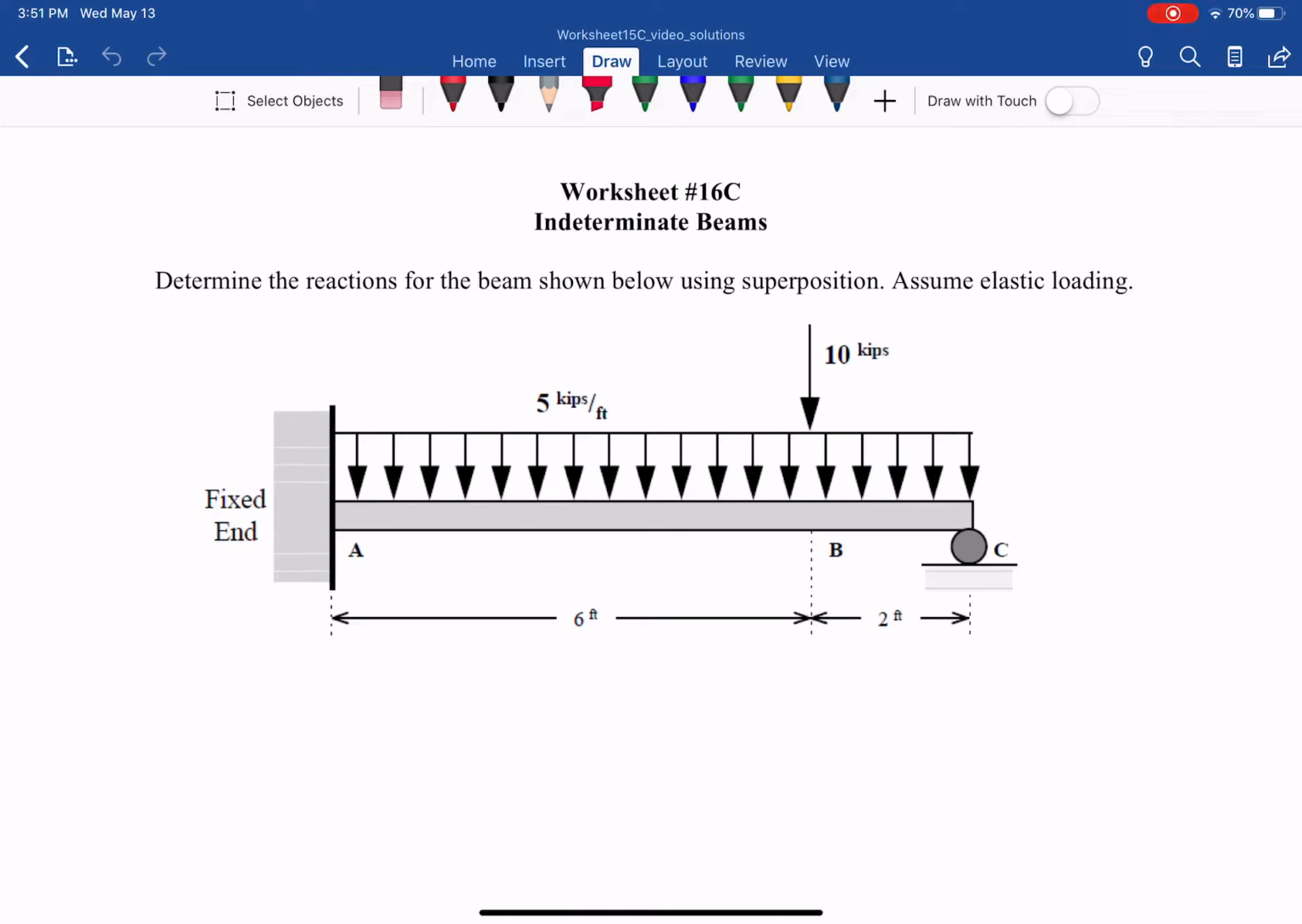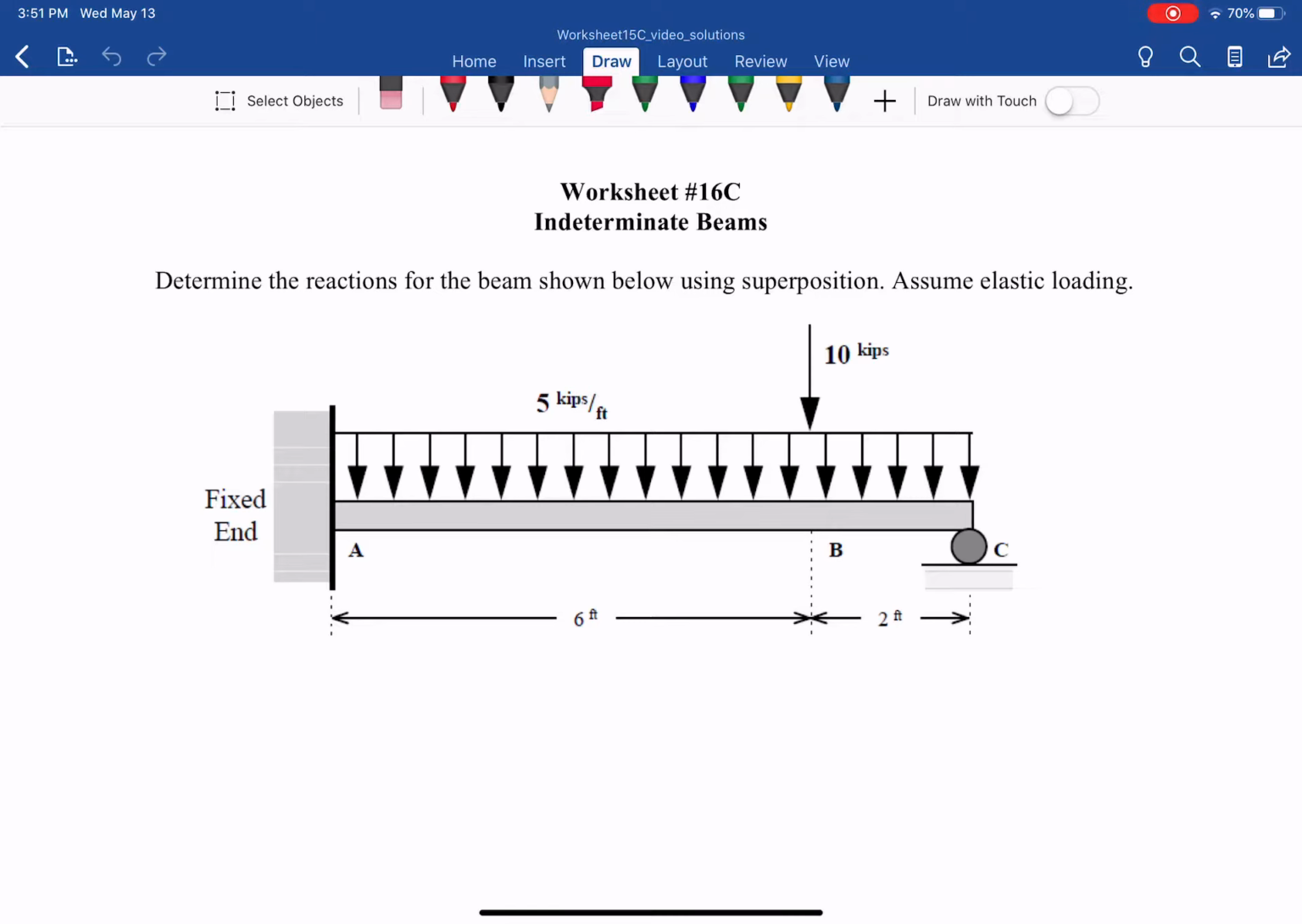Worksheet 10C, indeterminate beams. Determine reactions for the beam shown below using superposition and also assume elastic loading. So we have a beam with a distributed load of 5 kips per foot throughout the beam and a 10 kip concentrated load at point B. And we have a fixed end at A and a roller at C.